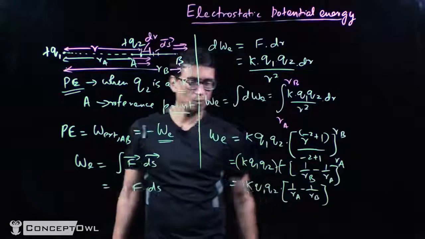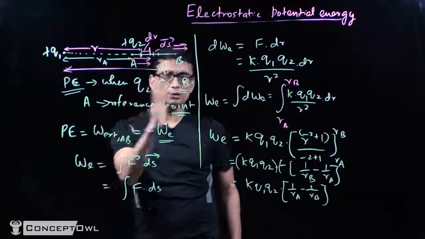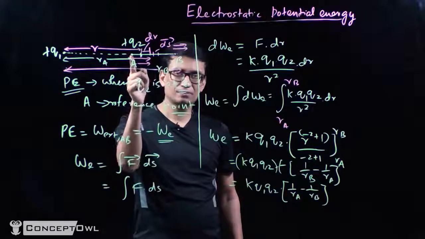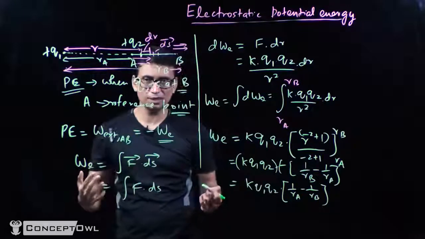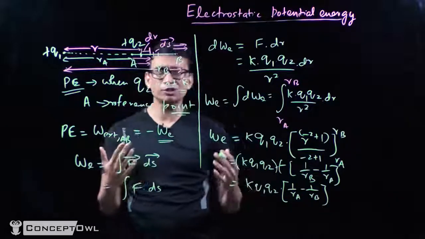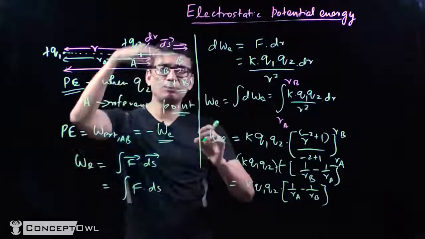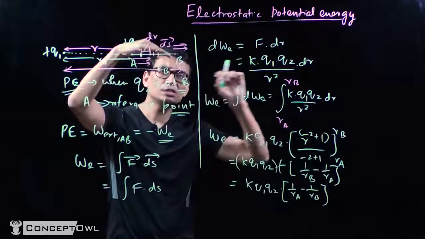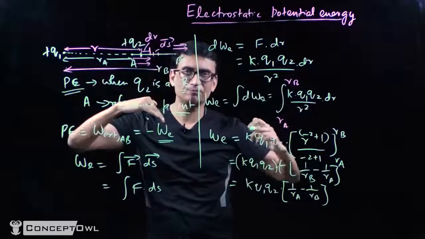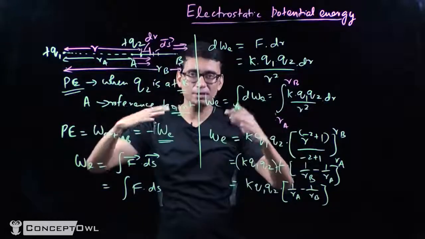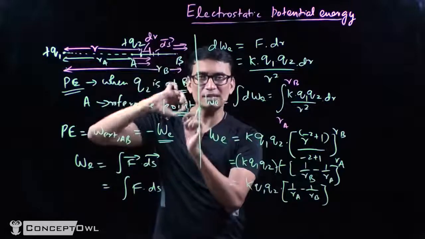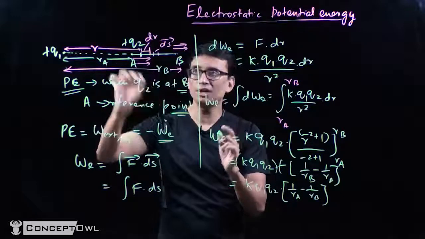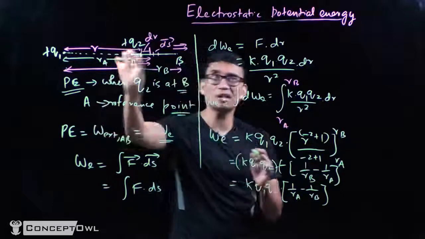Okay. Now here I took the reference point A, and then I calculated the potential energy. Typically in most cases, it's convenient and conventional to calculate the potential energy with respect to the starting point being infinity. Very commonly, we'll calculate the potential energy when the reference point is at infinity. So the point A is now at infinity.